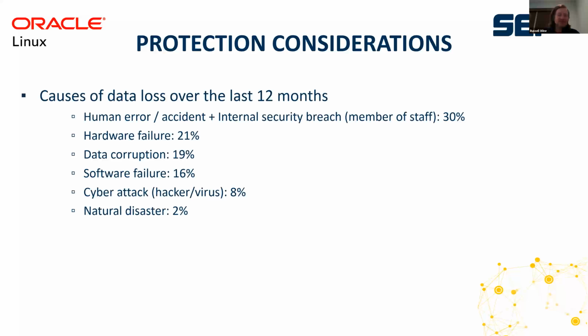Where's your data? Human error is the number one cause, whether it's on accident or on purpose. Then hardware failure, data corruption, software failure, cyber attack, and then natural disasters. Even this year, with record hurricanes, fires, and all the disasters we're dealing with, natural disasters account for only 2% of total data loss. Human error is number one, and then on down. That has stayed the same, with a few percentage points here and there, over the past 15 years at least. Next slide.